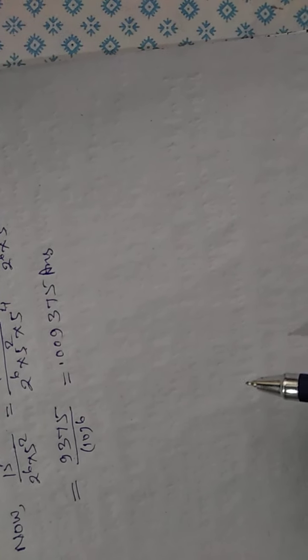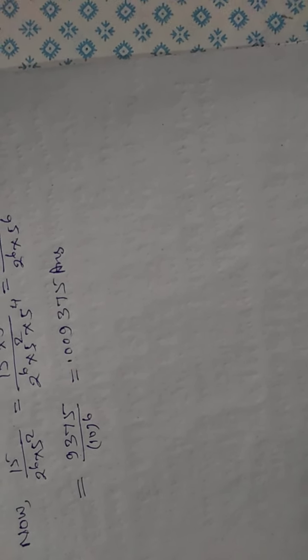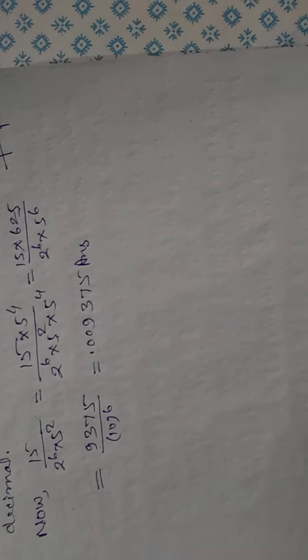Number 5, 29 by 343. It has no terminating decimal, therefore leave it. Now 6.